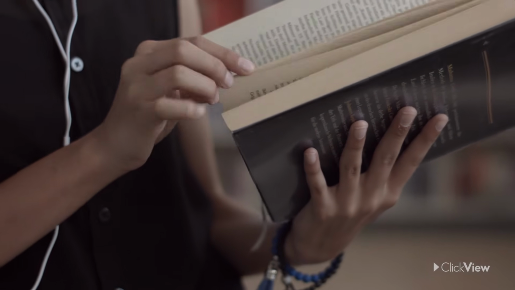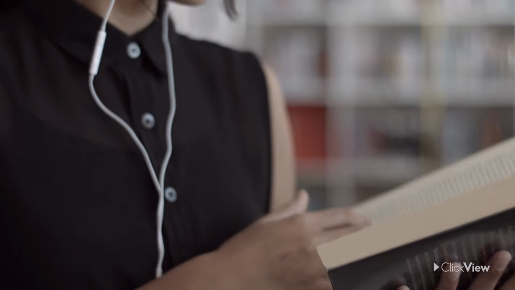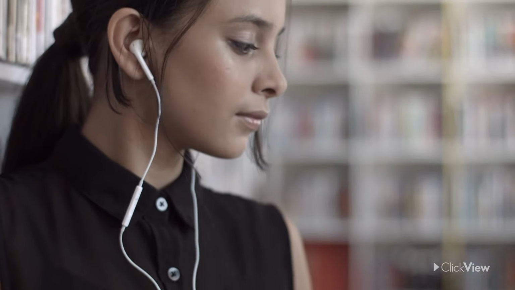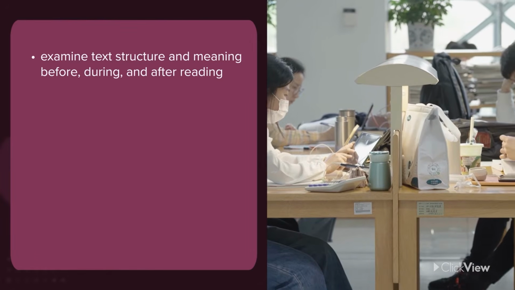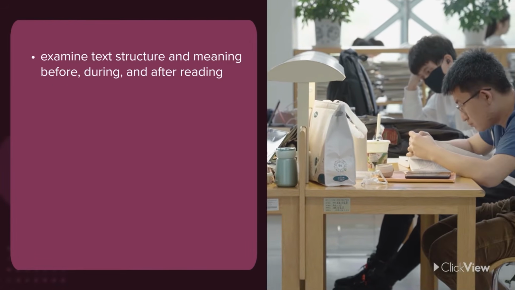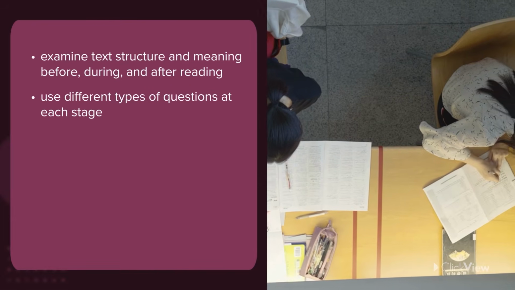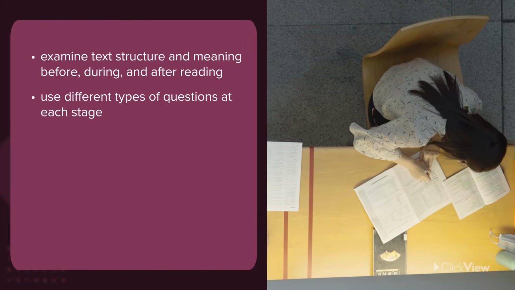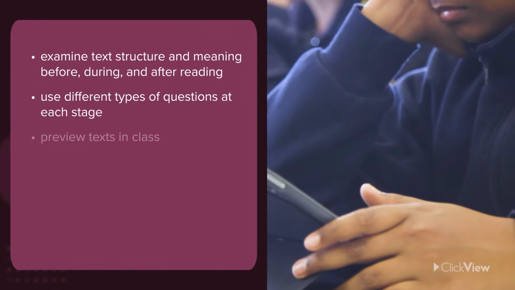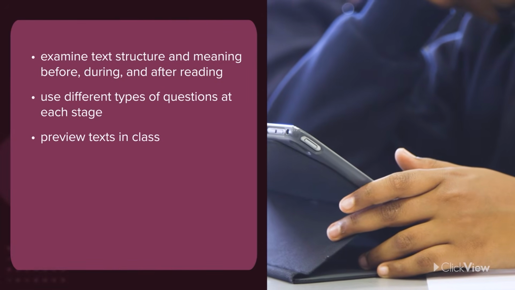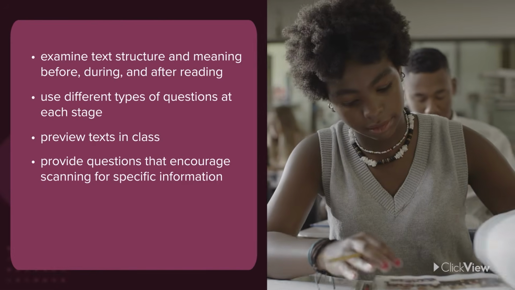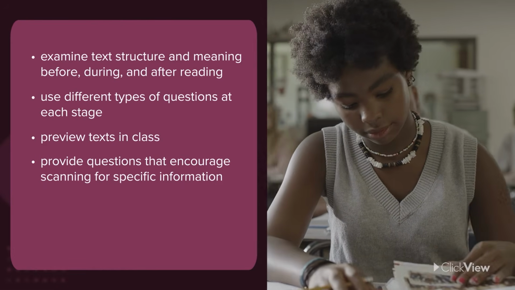Questioning texts is an effective way to make complex written material more accessible for ELLs in the social studies classroom. It involves drilling down on the structure and meaning of text before, during, and after reading, and using different types of questioning at each stage. In preparation for a new text, it's a good idea to preview it in class, using questions that require students to scan it for specific information.